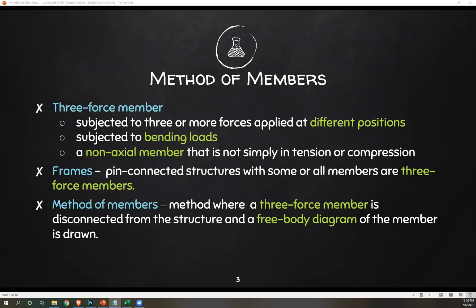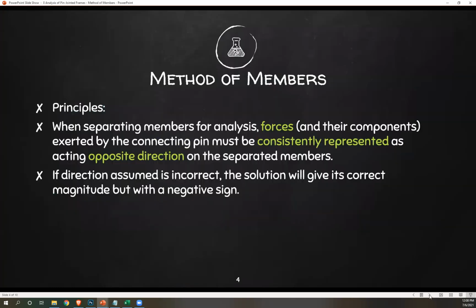It's the method where a three-force member is disconnected from the structure and a free body diagram of the member is drawn. So to compare once again, in method of joints, you isolate a joint and use your three equilibrium equations. In method of sections, you use a cutting plane, cutting through no more than three members, and then you isolate one side of your structure. And here in method of members, you isolate the actual member itself. So those are your different methods for analysis of structure.